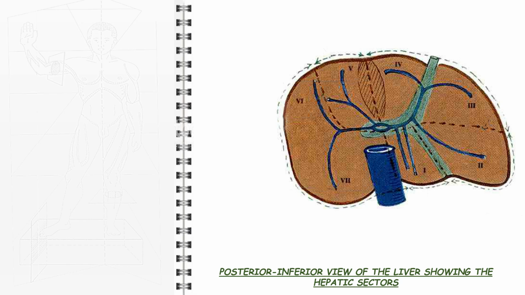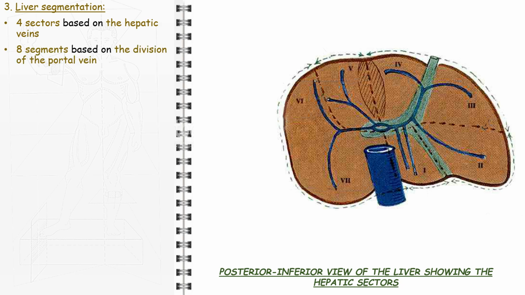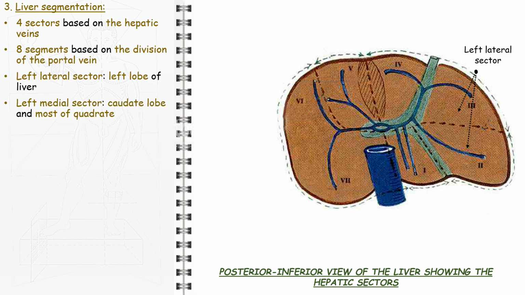Indeed, a liver segmentation was first described by Cantlie and completed by Ole Hjortsjo, Healey and Schroy, Goldsmith and Woodburne, and Couinaud. The liver segmentation consists of dividing the liver into 4 sectors based on the hepatic vein divisions and 8 segments based on the division of the portal vein. The left lateral sector is the left lobe of the liver and is drained by the lateral superior and lateral inferior segmental veins. The left medial sector consists of the caudate lobe and most of the quadrate lobe and is drained by the medial superior and inferior veins.